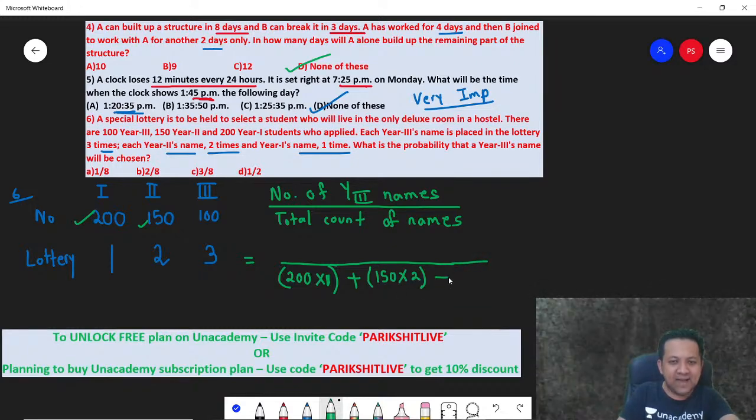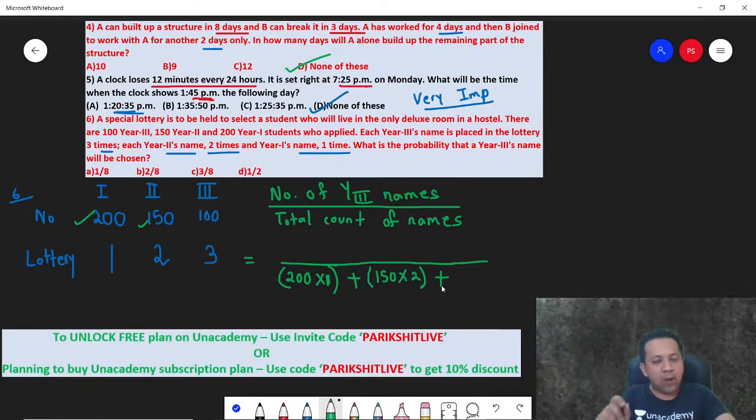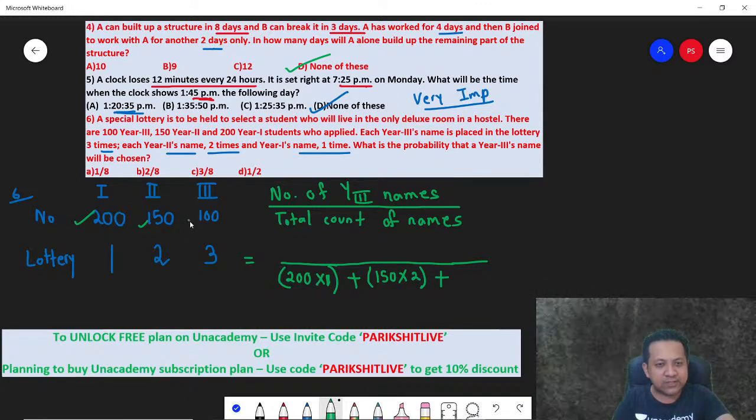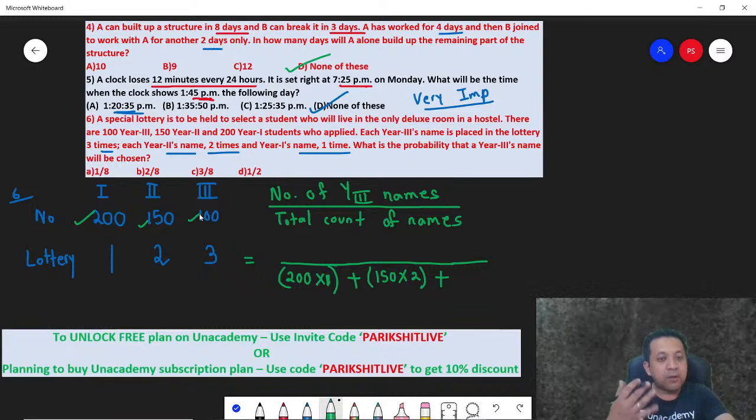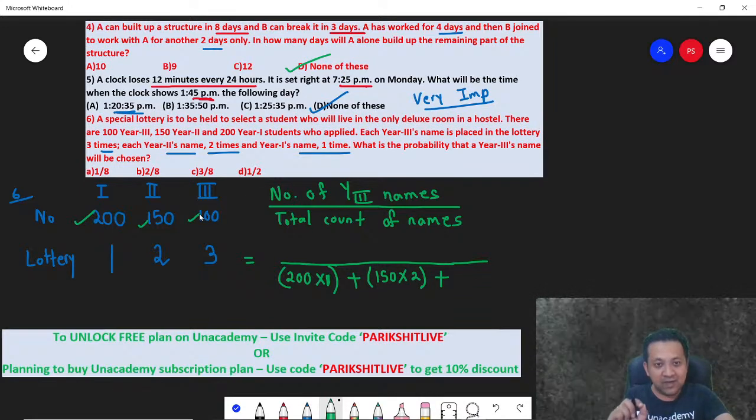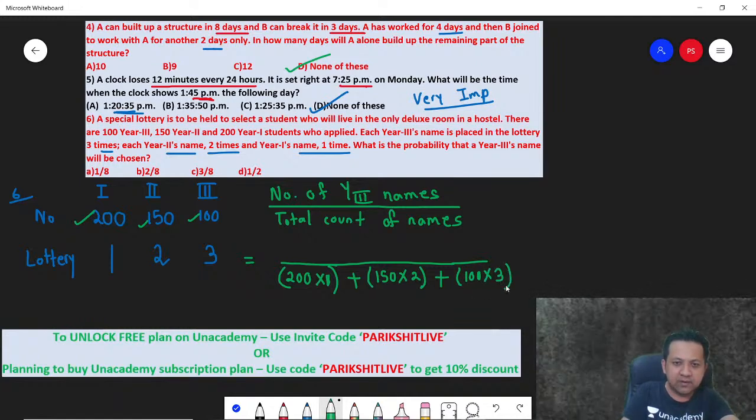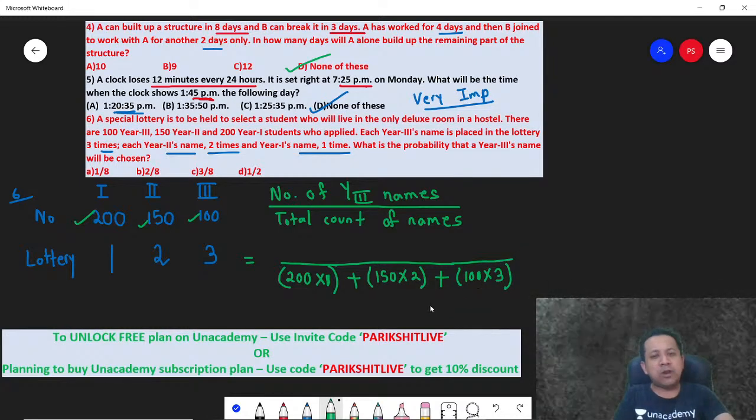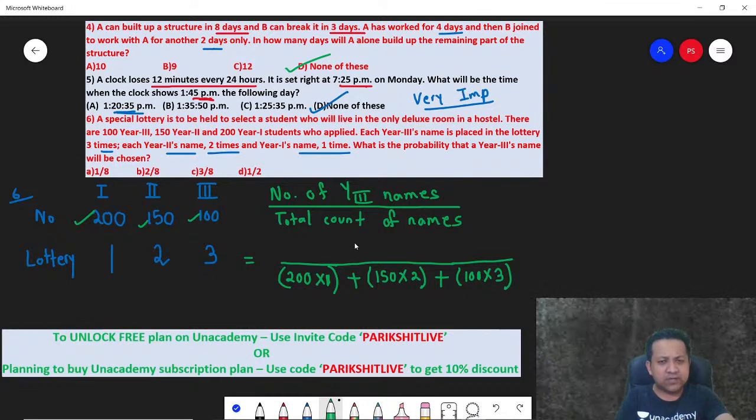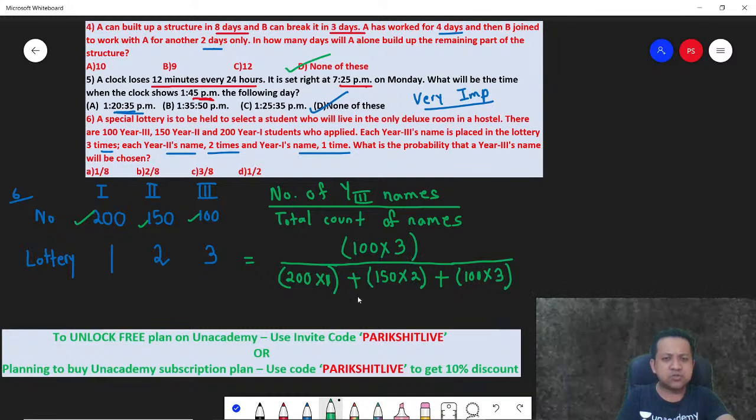Follow? Plus year 3. There are only 100 students in year 3, but total year 3 names are 300. Why? Because every year 3 student's name occurs 3 times. So this will be 100 into 3. How many year 3 names are there? We just discussed, 100 into 3. You can do the calculations.